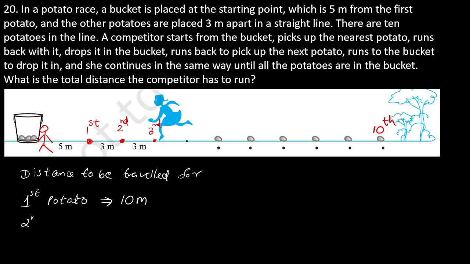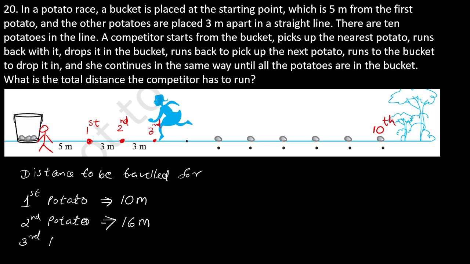Now for the second potato, how much distance does he have to travel? He is standing nearer to the bucket. The second potato is here. He has to travel 8 meters forward and 8 meters backward. Understood? So 8 meters forward and 8 meters backward means 16 meters he has to travel.